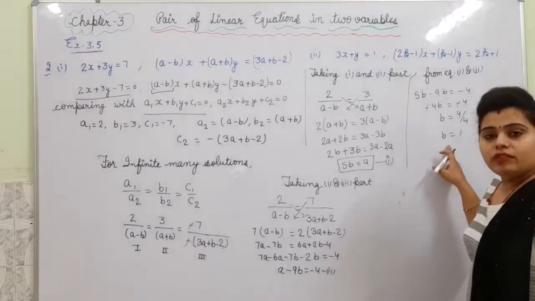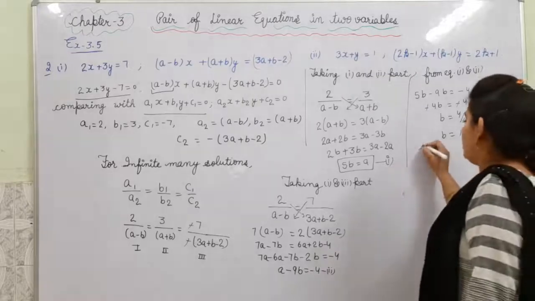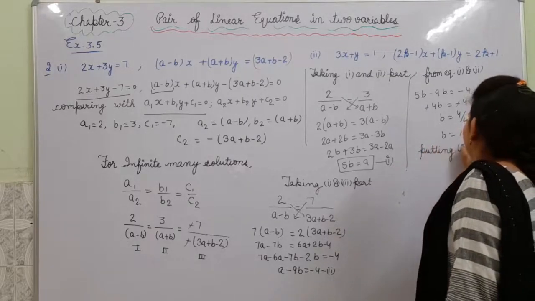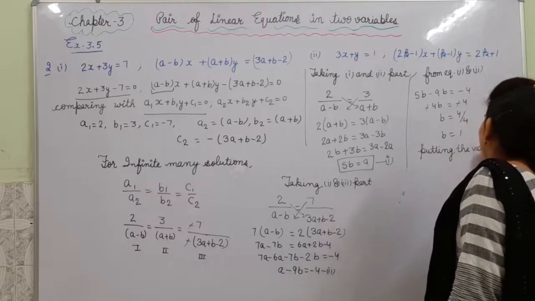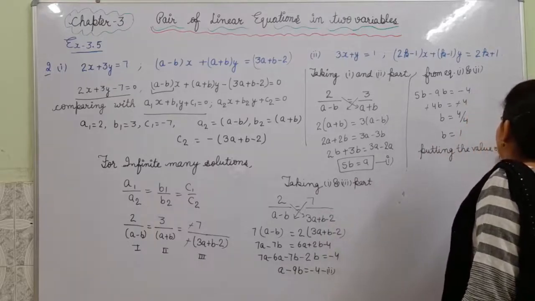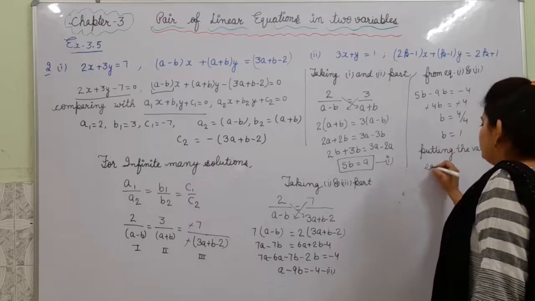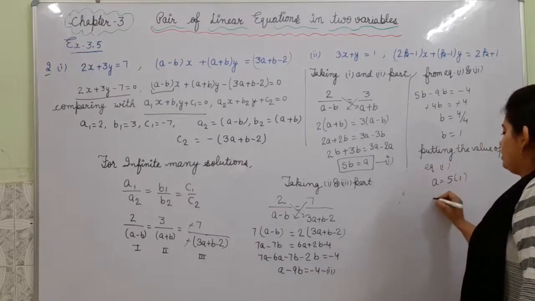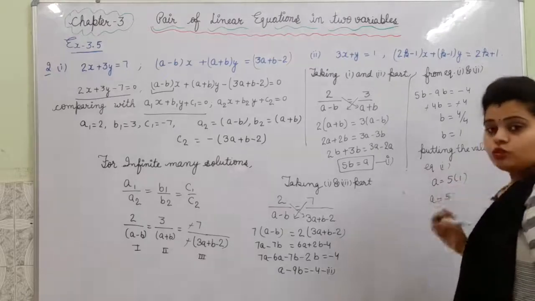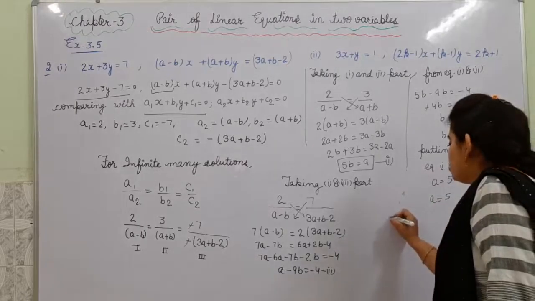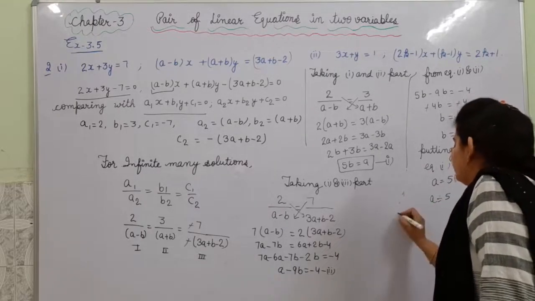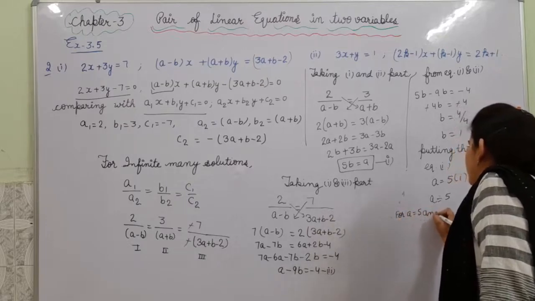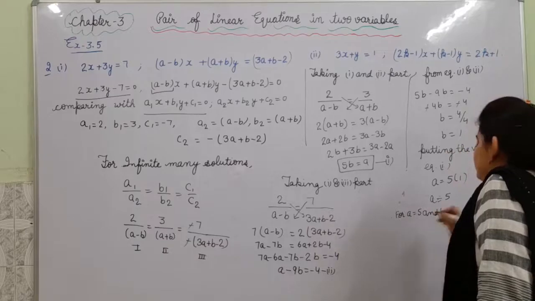Suppose I am putting the value of b in equation first. A is equal to 5 into 1. A is equal to 5. So what we will write in answer? So for a is equal to 5 and b is equal to 1.